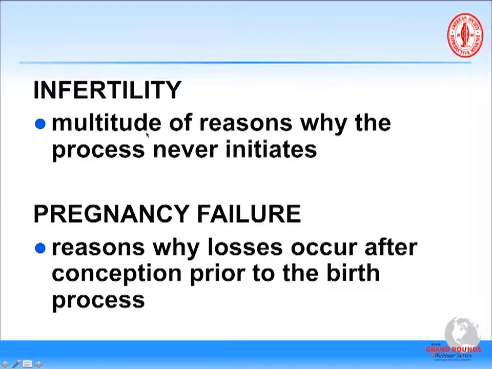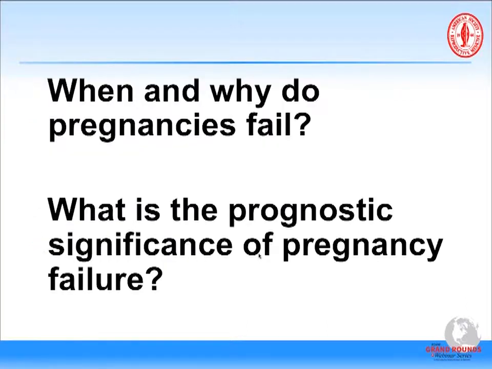Infertility, something many of you are very interested in, is the multitude of reasons why the process never initiates. What we're talking about today, pregnancy failure, is why a loss occurs after that conceptual event, but prior to the birth process. Very different from infertility. So when and why do pregnancies fail? And what is the prognostic significance of pregnancy failure?